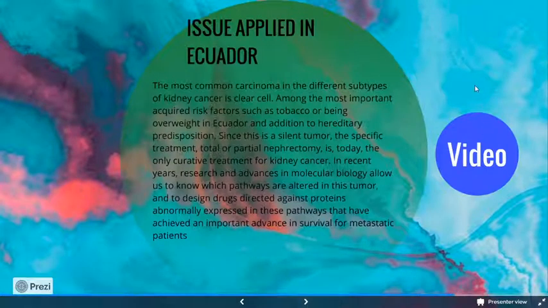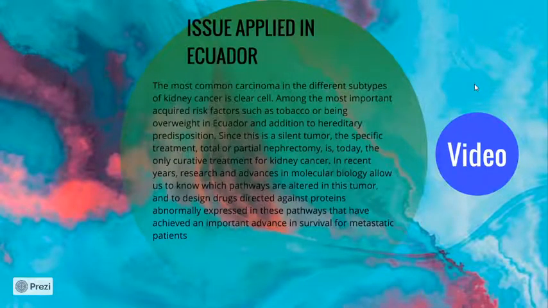In Ecuador, the most common carcinoma among the different subtypes of kidney cancer is clear cell. Among the most important risk factors are tobacco and being overweight, in addition to hereditary predisposition. Since it is a silent tumor, surgical treatment, total or partial nephrectomy, is today the only curative treatment of kidney cancer. In recent years, research and advances in molecular biology allow us to know which pathways are altered in this tumor, and to design drugs directed against proteins abnormally expressed in these pathways that have achieved an important advance in survival for metastatic patients.